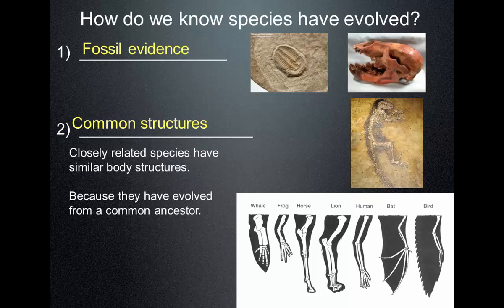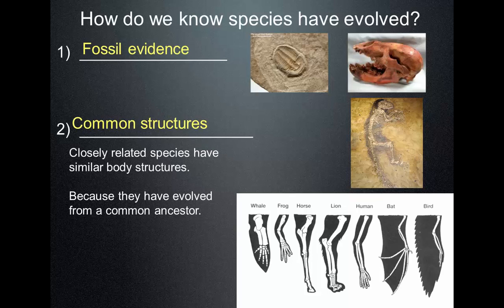We can also tell by looking at the body structure of different species. Okay? For example, if I look at a whale and a frog, a horse, a lion, a human, and a bat. Now, we may think a bat and a human and a whale, those are very different organisms, right? If you look at a human, a whale, and a bat, you would think they have very few similarities. But actually, when we look closely, the flipper of a whale, if you look inside of it, take away the fat, the muscle, what you would see are these bones.